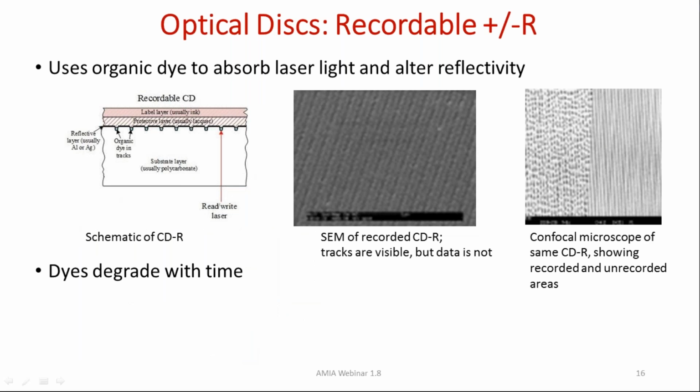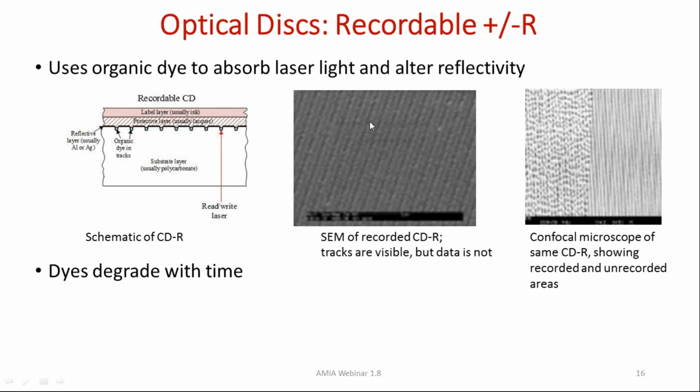Let's talk about the plus and minus R format now. That means recordable. So you can record to these. The difference here is that these tracks have a dye in them. Rather than bumps already being on there, the tracks are built into the disc, as you can see here. This is a scanning electron micrograph of a recordable disc. You can clearly see the tracks, again at a slant here.